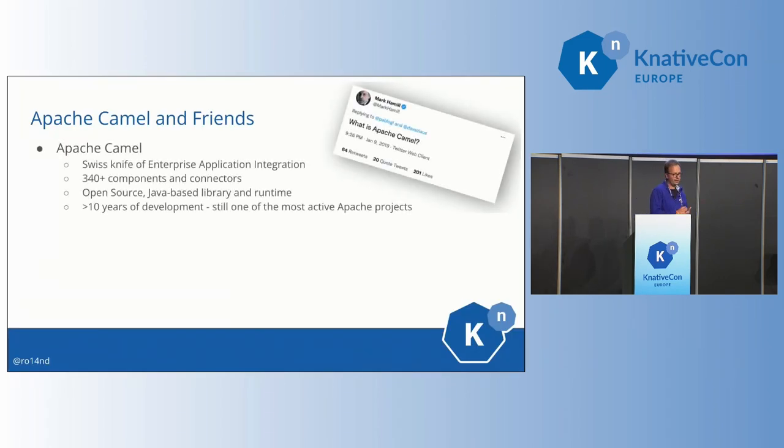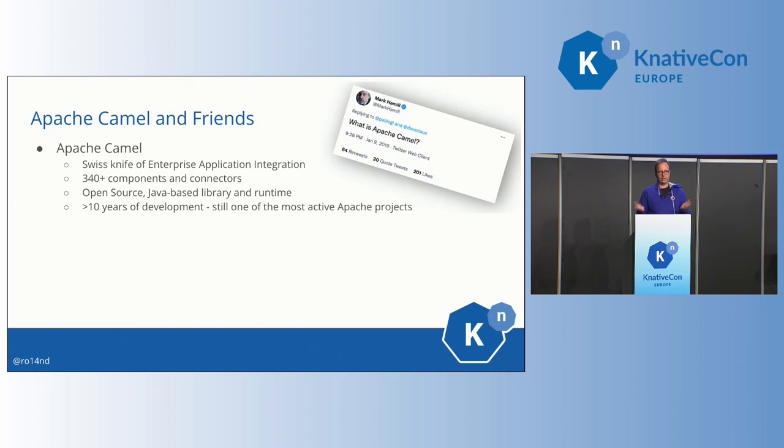It's already older than 10 years. It's still one of the most active Apache open source projects. It's Java-based, so typically used as a library. You have a certain DSL where you can describe your integration route. And then you have to compile it into some runtime. Typically, it's Spring Boot or it's Quarkus.